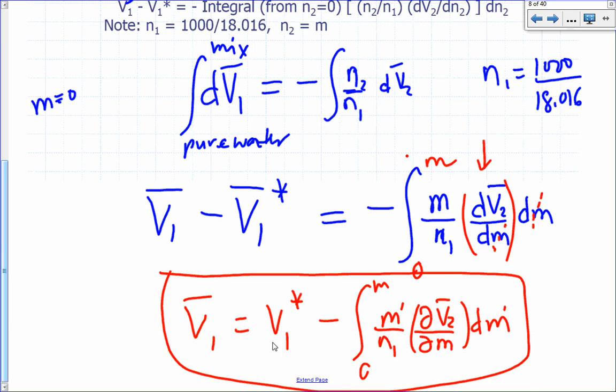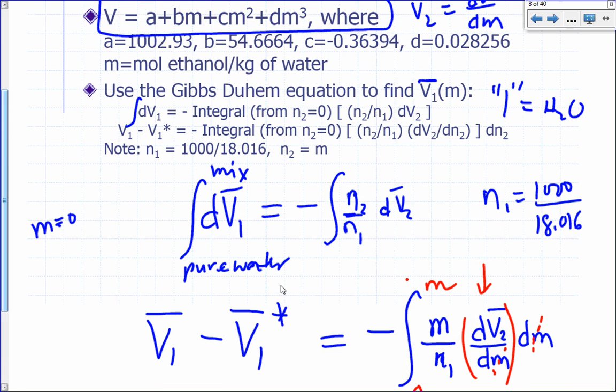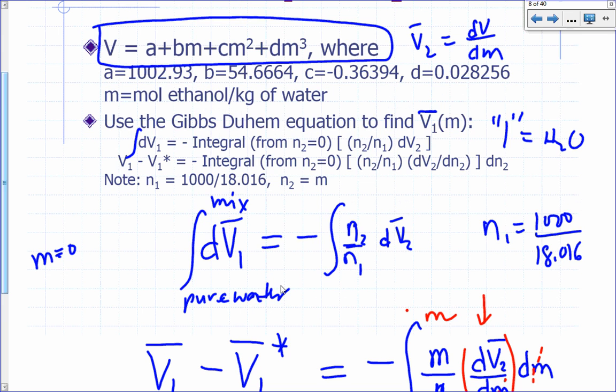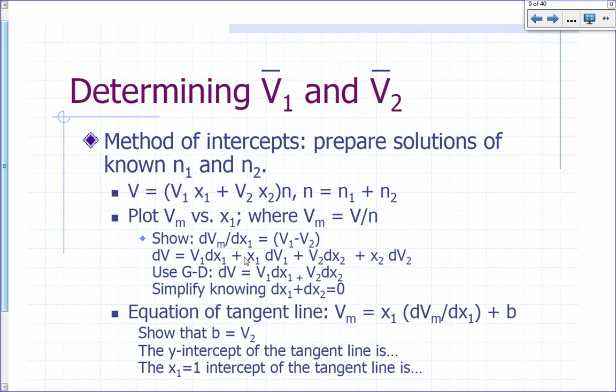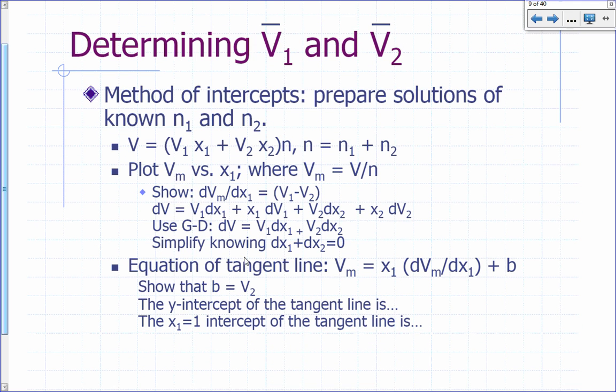So that's how you use the Gibbs-Duhem equation. If you know how one partial molar quantity changes, you can figure out how the other partial molar quantity changes. All right. Another way you can determine partial molar volumes is using what's known as the method of intercepts.